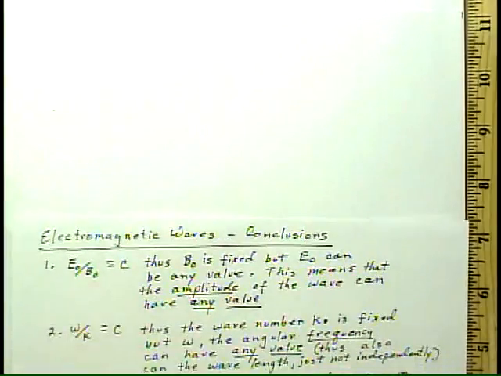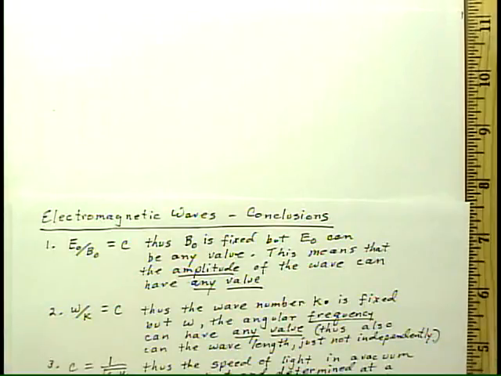That's result number one. Result number two is the ratio of omega to k must be the velocity. And k is the wave number, omega is the angular frequency. And each of these, the frequency can have, or let's say k can have any number that we choose. But once we choose k, omega is fixed by this equation. And they must be in the ratio of the speed of light, or c.